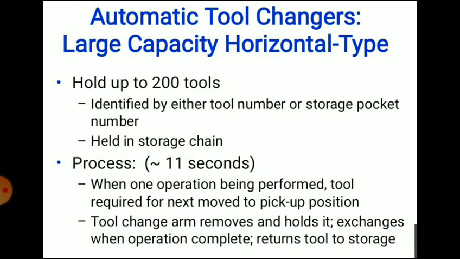So, automatic tool changers, large capacity and horizontal type. It holds up to 200 tools, identified by either tool number or storage pocket number, held in a storage chain. The process takes approximately 11 seconds. When one operation is being performed, the tool required for the next move goes to the pick-up position. The tool change arm removes and holds it, exchanges when the operation is complete, and returns the tool to storage.